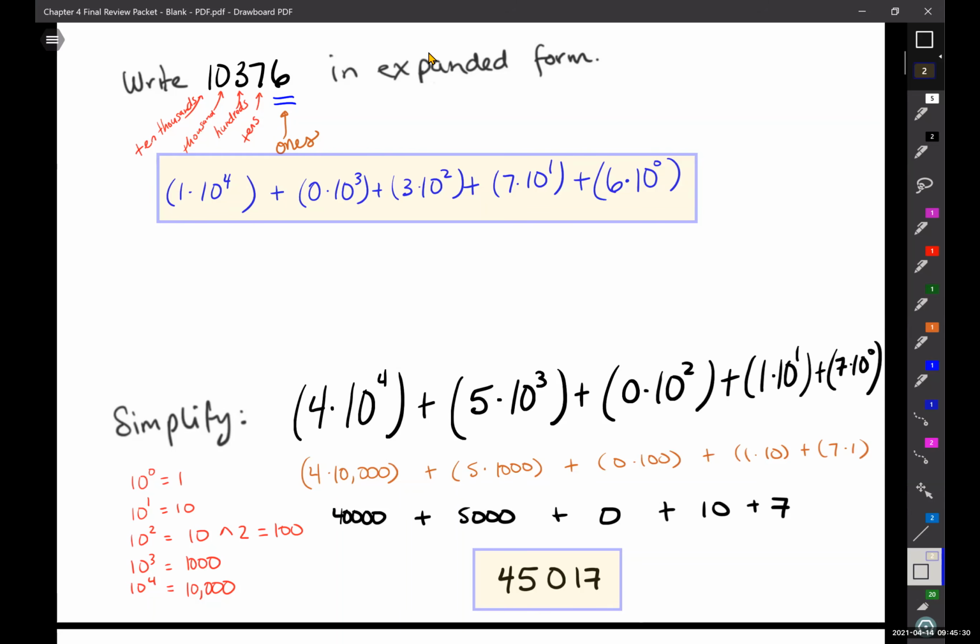Any questions that we could answer here? Do y'all see that these type of questions go either direction? Kind of going from our number to expanded form, or expanded form to our number. And that's how a lot of chapter 4 is. It's kind of going this way to this way or this way to this way.